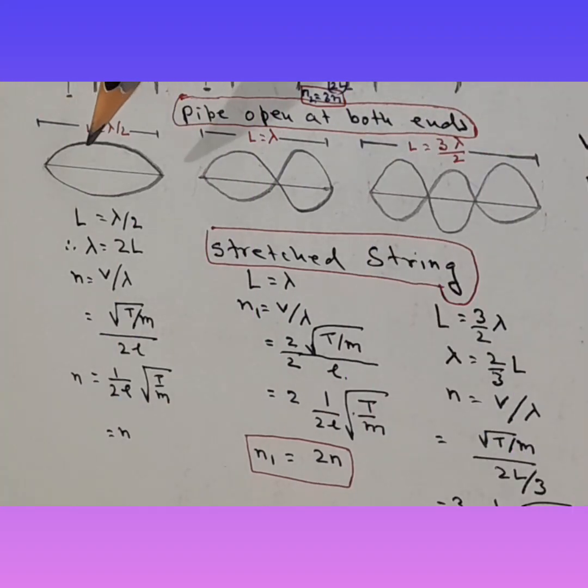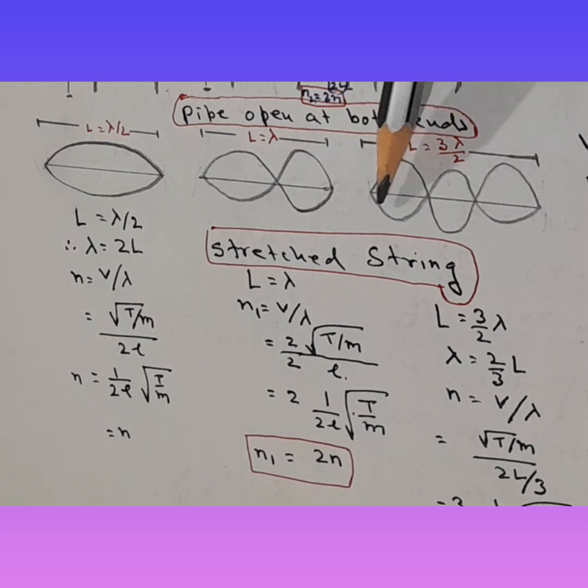Alright, now if we check out for string, so it is tied there, stretched over here, two strings, and it's plucked. Now this is belonging to first harmonic and fundamental, so L is equal to lambda by 2. And for this L is equal to lambda, and for this L is equal to 3 lambda by 2.